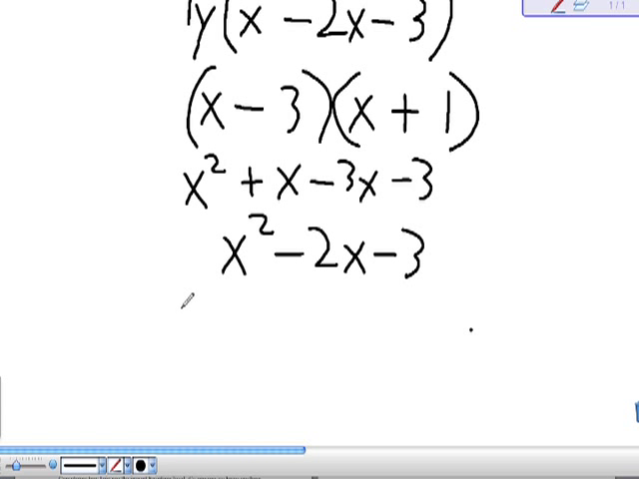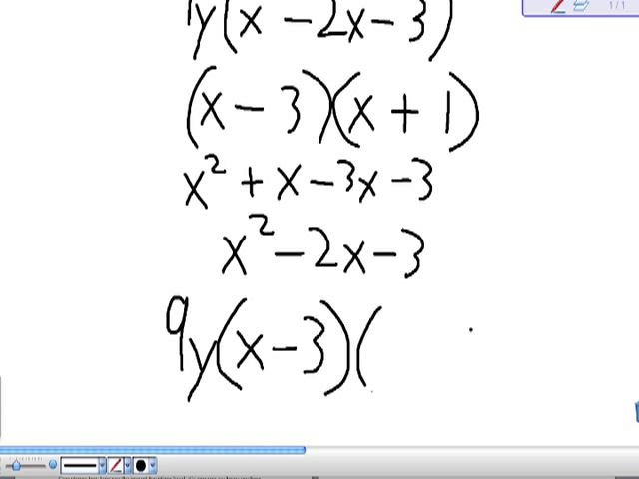So our answer is, of course, we pulled out the 9. Go ahead and put this 9 back here, and then the factors of x minus 3 and x plus 1. This expression gave us this expression here, which we checked, of course, by factoring.